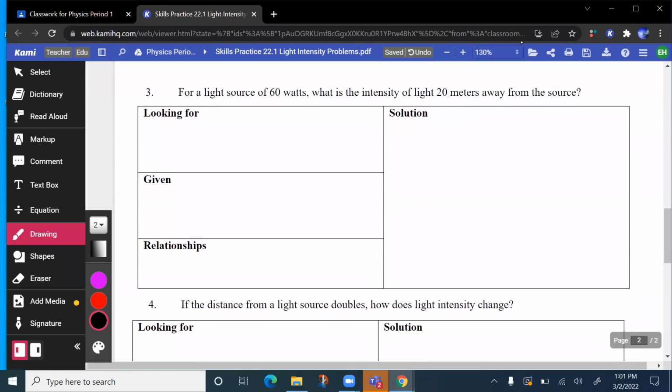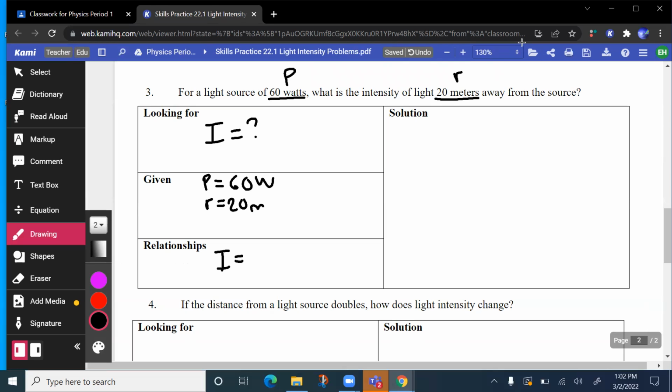Number 3, for a light source of 60 watts, what is the intensity of a light 20 meters away? So now we're going twice as far. We should expect our answer to be even less because we're farther away. Here's our radius. We've got our intensity. We are given a power of a 60 watt source. We'll just call it a 60 watt light bulb. The radius is now 20 meters away.